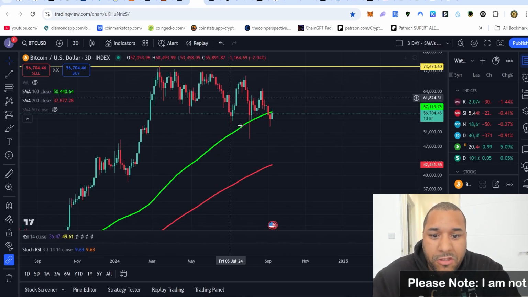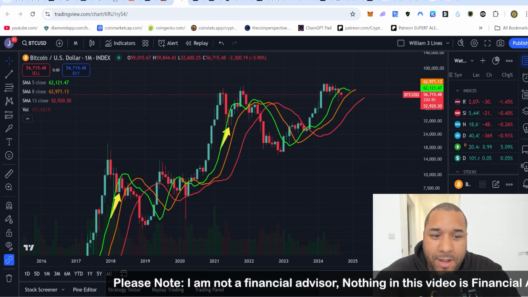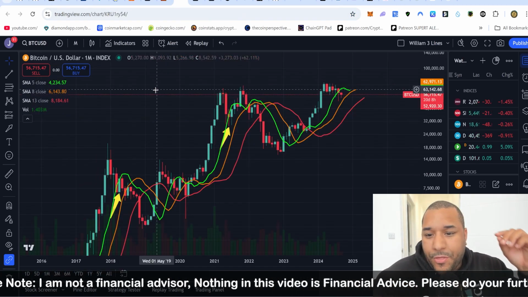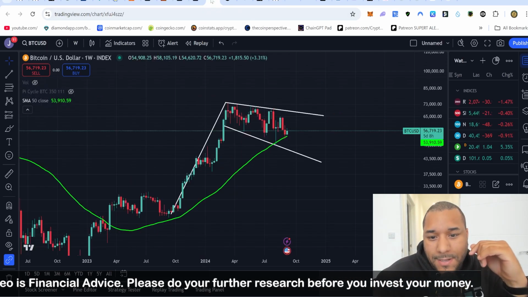I also want to show you the 3-day time frame. And I also want to show you this right here, which is the Williams 3 lines. I want to talk about this some more and show you what I think about this as well. So let's start off with this.